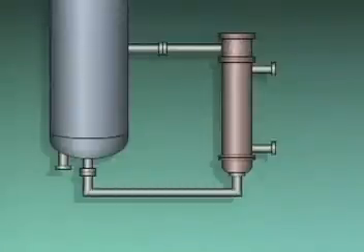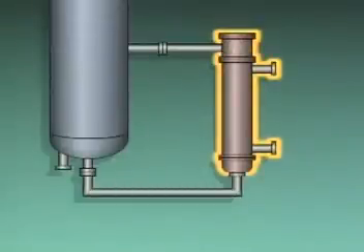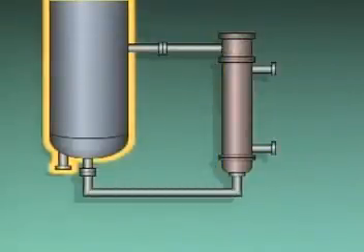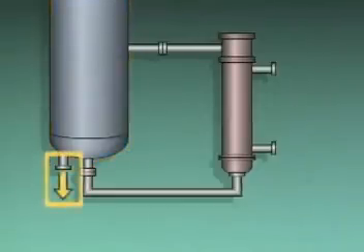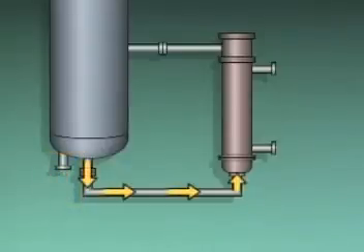We can use a simplified illustration of a thermosiphon and the bottom of a distillation tower to see how liquid is circulated without a pump. Some of the liquid in the bottom of the tower is taken off as bottoms product. The rest of the liquid flows by gravity into the bottom of the thermosiphon.